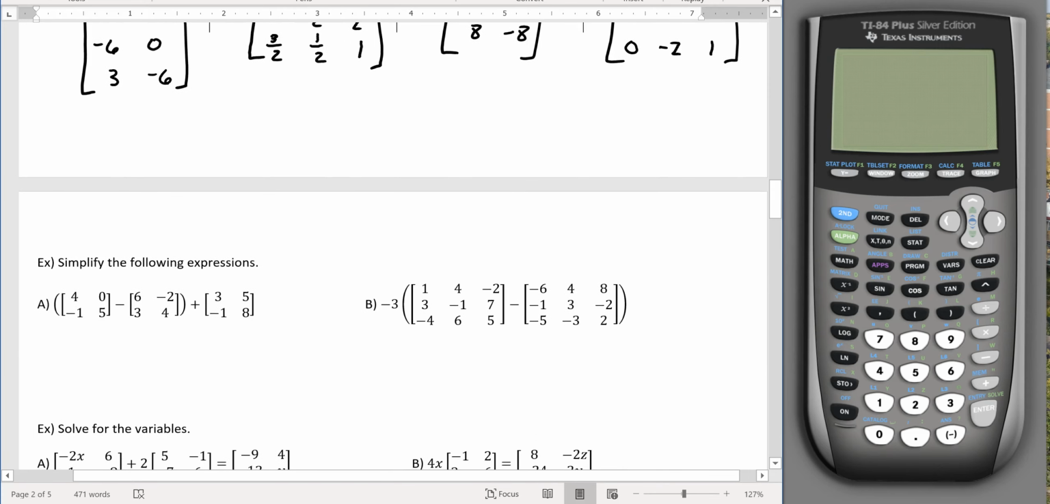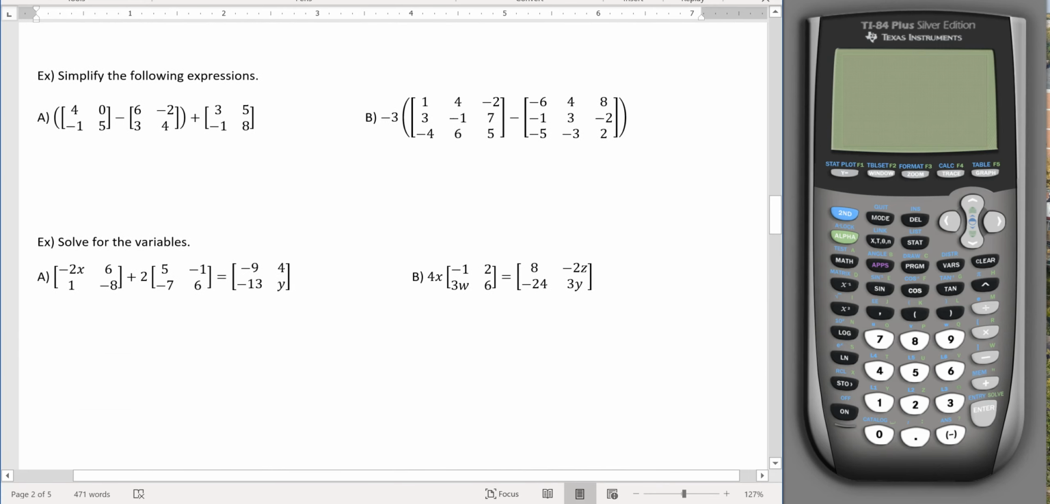Now, I want us to try a couple on our own. Let's do one of these together, then I'll have you try one on your own. So let's look at letter A. Let's do this one together.